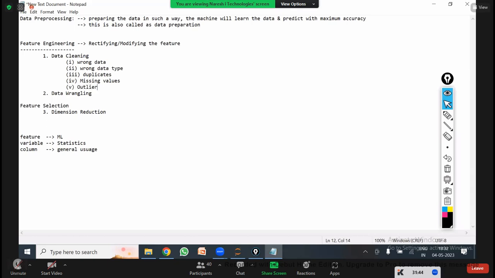Now, what are outliers? Outliers means values which are distant from the data points. And what is the solution for treating the outliers? Either we have to remove, or we have to replace, or we have to retain. What is meant by retain? The third one. Retain means we keep that and we analyze it.